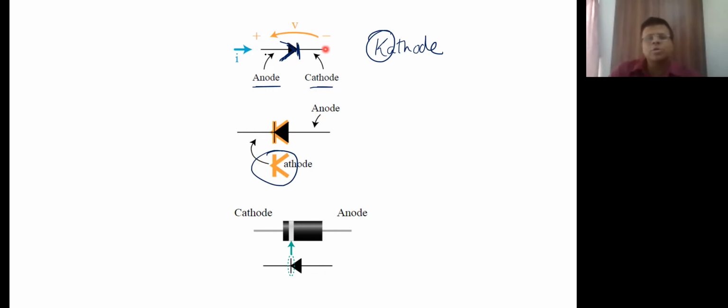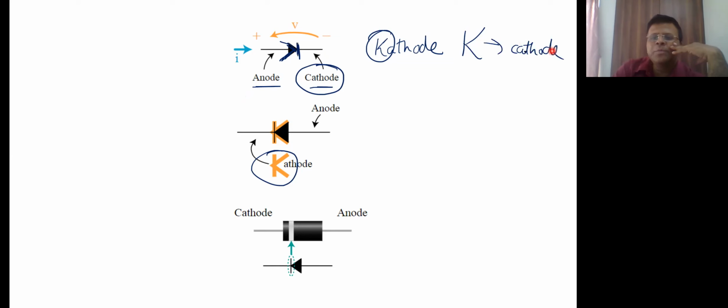Okay, so this will just go on the other side. So cathode, make K is pointing towards the cathode. That's just a small way to remember which side is anode and which side is cathode. Okay, so you can see the symbol, flip it over, and wherever this side is pointing after flipping is basically your cathode.